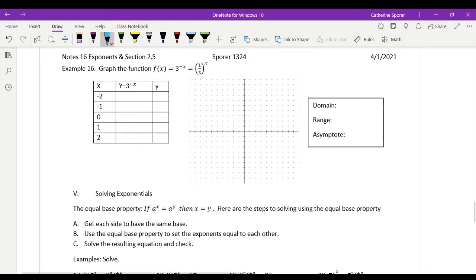Example 16, we're graphing 3 to the -x, which is also 1/3 to the x. So these are the same function.